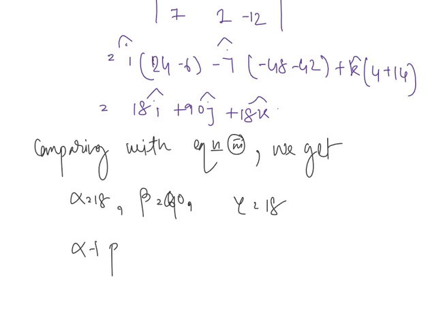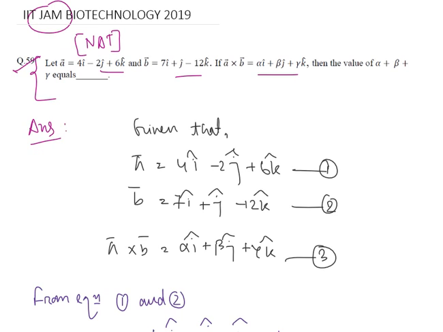So the value of alpha plus beta plus gamma is equal to 18 plus 90 plus 18, that means 90 plus 36, which results in 126. So our required answer is 126.